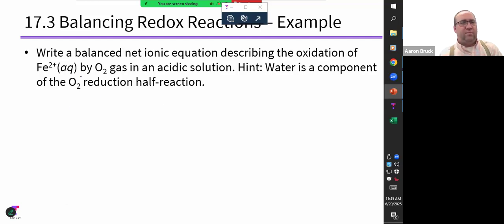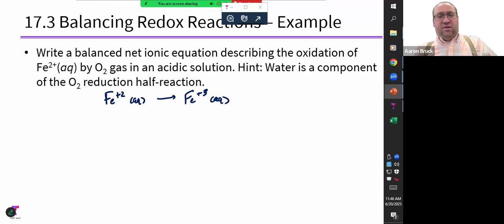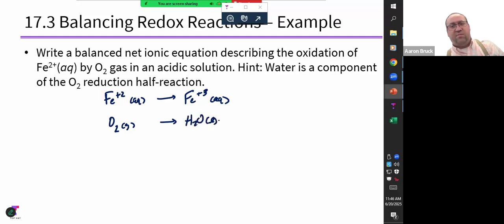Okay, so to oxidize iron 2, the most common other ion of iron is iron 3 plus. So that would be one half reaction there. The other half reaction would involve oxygen gas being turned into water, because that's what the problem tells us.